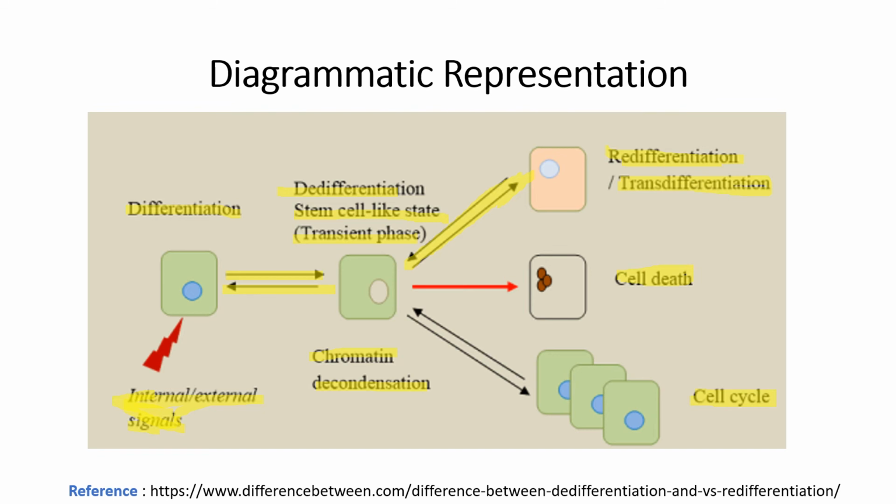This will make it more clear and understandable what the processes are, how they go, and how differentiation can be converted into dedifferentiation. Dedifferentiation can further be converted into differentiation. Then differentiation gets converted into redifferentiation, and redifferentiation gets converted into dedifferentiation. So this was all about the process of differentiation, dedifferentiation and redifferentiation. In the next slide, we will discuss the difference between dedifferentiation and redifferentiation.